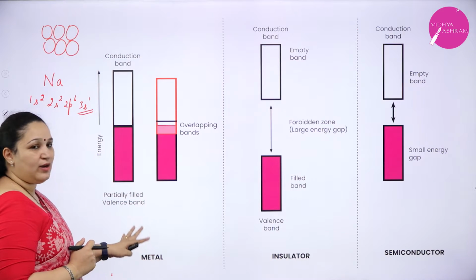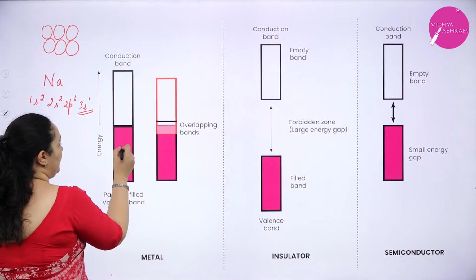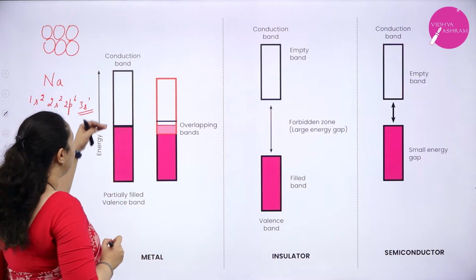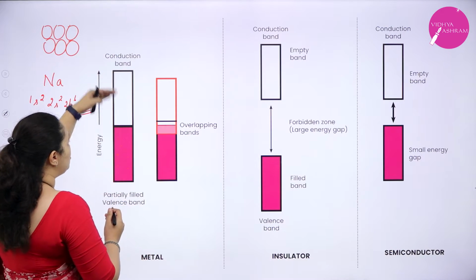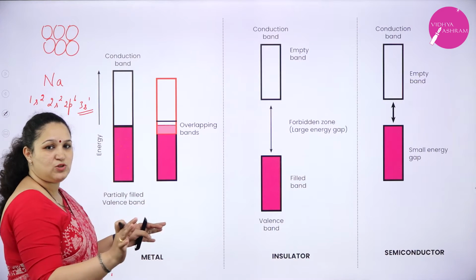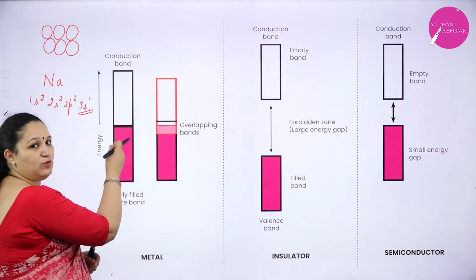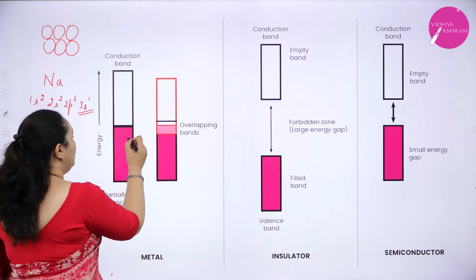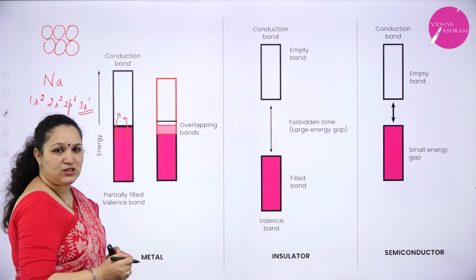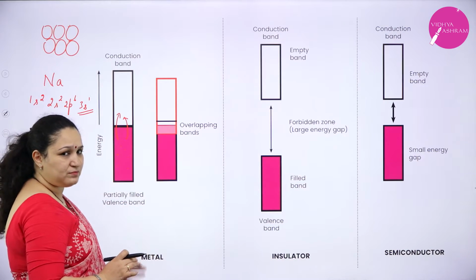In metals or in conductors, you can see the valence band which contains electrons is very close to the conduction band. There is no forbidden zone or forbidden gap at all. They are just next to one another. So if you give a small amount of energy, or apply voltage, they will move from the valence band to the conduction band. That's why the electrical conductivity is really good for metals.